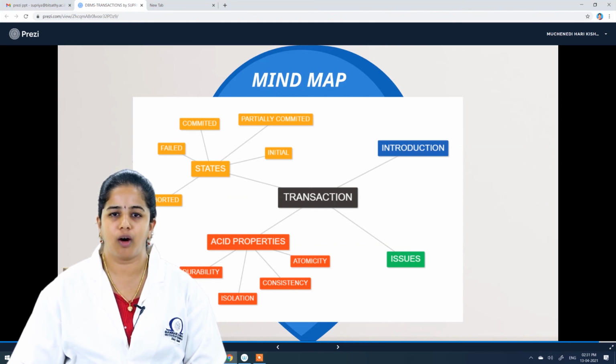Atomicity means all or nothing. That is, either the transaction should go to a success state or to a failure state. Consistency means the value should remain the same before and after the transaction. Isolation means concurrent transactions should not interfere with each other. And durability means the updated value should persist even after a system crash. And the transaction falls in one of the different states: initial state, partially committed, committed, failed and aborted.